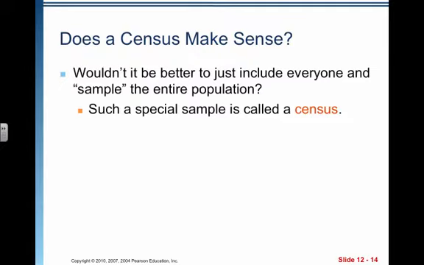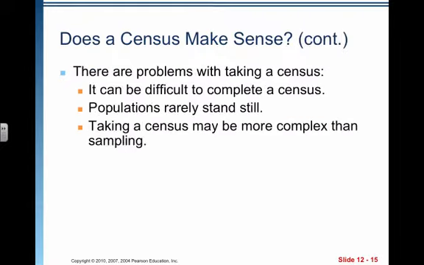Such a special sample is called a census, and that is what the U.S. government tries to do every 10 years. It sounds like a good idea, but there are some issues with it. It can be really difficult to complete a census. Some people are just really hard to find. The measures are difficult to attain. Sometimes if you make a census, you destroy your population, and that's a problem.